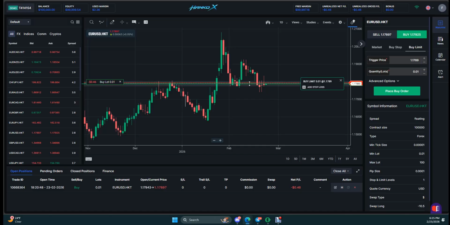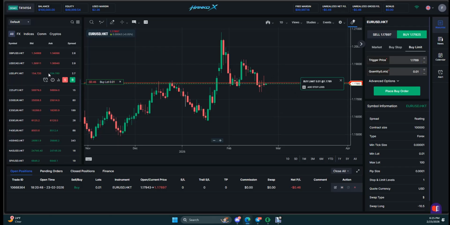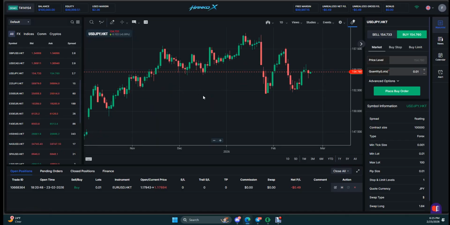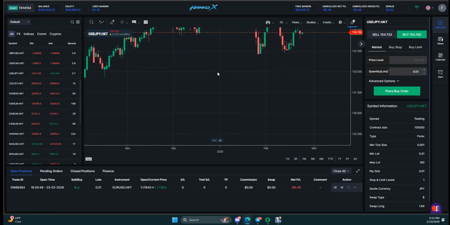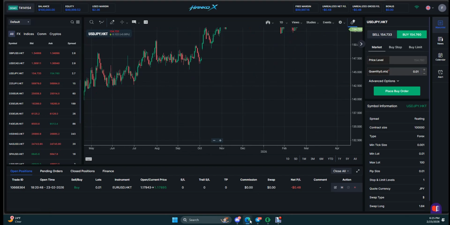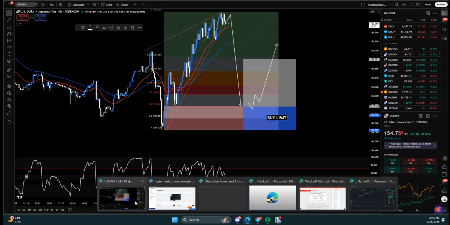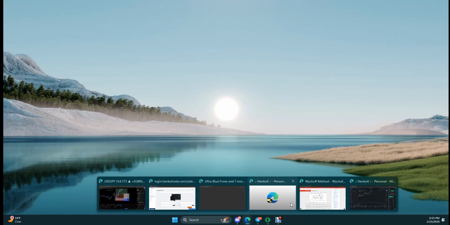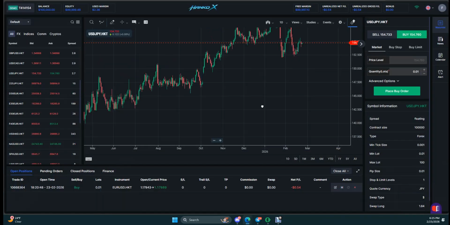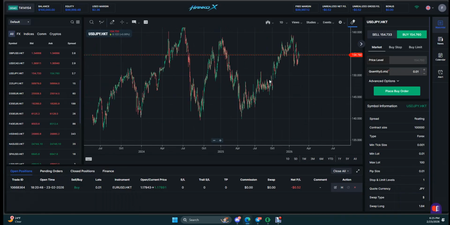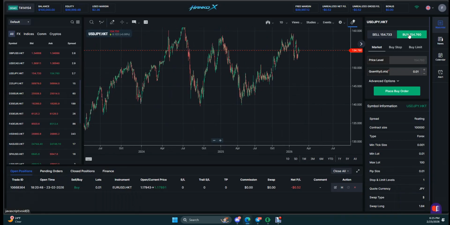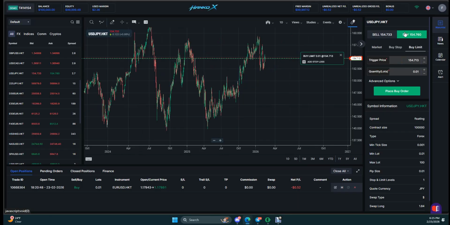So here, let's go to USD JPY. All right, so on that trade, right? That trade was on the 45 seconds, so I'm on the 1 minute. So we'll go here and set up the buy limit right here. This is how you would do it. We'll push buy limit right here, push buy limit right there.